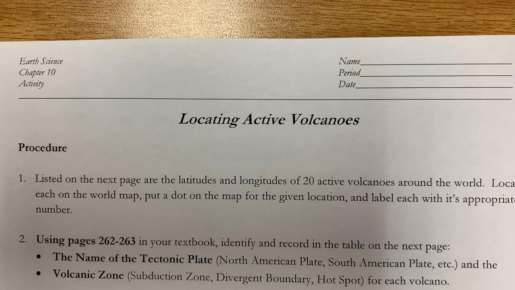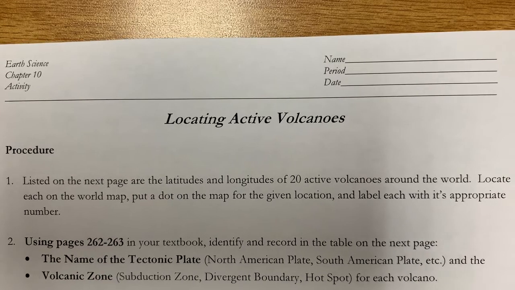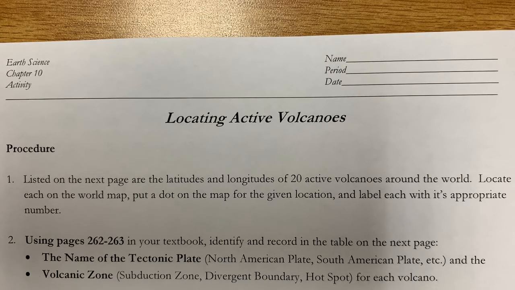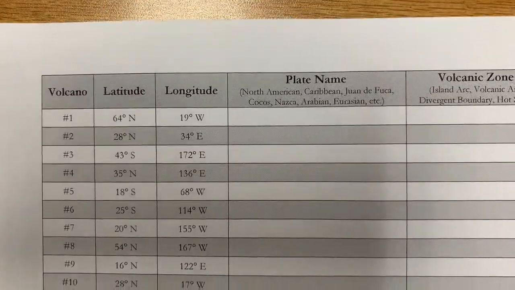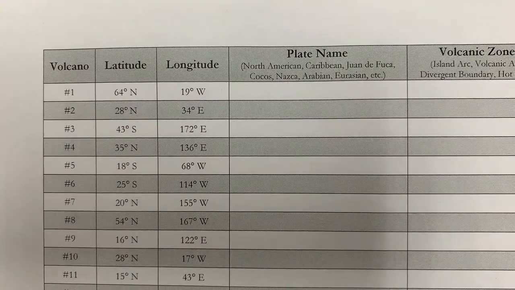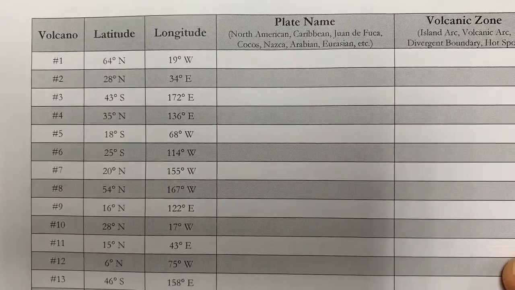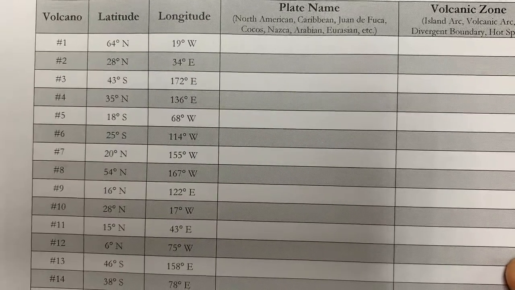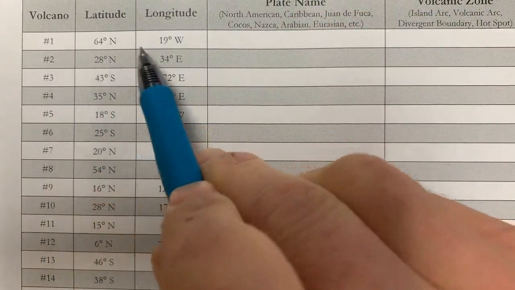Hello everyone, I just want to put out a help video on how to specifically plot the latitude and longitude for the Locating Active Volcanoes lab. On this lab you have a series of volcanoes with latitude and longitude, and I just want to remind you, if you need a little help on how to plot these, starting with the first one here, 64 degrees north latitude and 19 degrees west longitude.